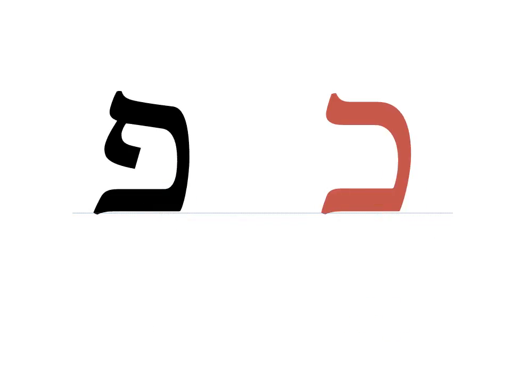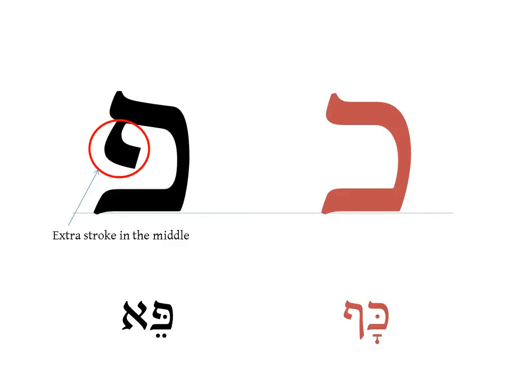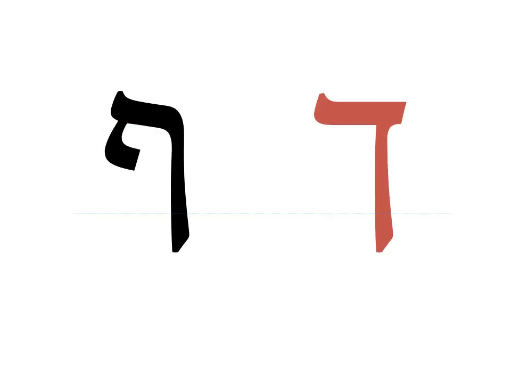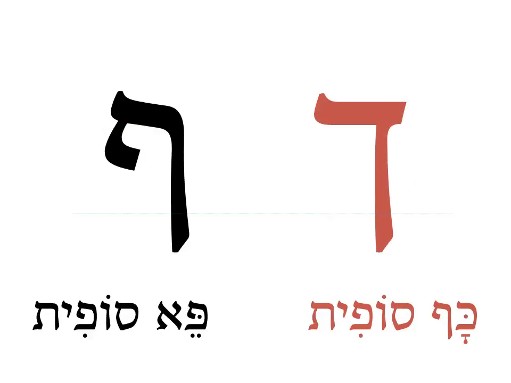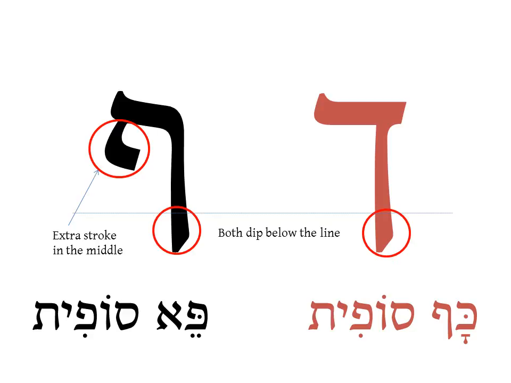Here are Kaf and Pei. Do you see how they share a same basic body type? But in Pei, there's an extra stroke. The same thing shows up with the final forms of Kaf and Pei. Pei still has its extra stroke. Now, as well, both forms dip below the line. And notice that Kaf, final Kaf, Kaf Sofit, has a tittle, whereas Pei Sofit, at least in some fonts, like this one, doesn't have one.